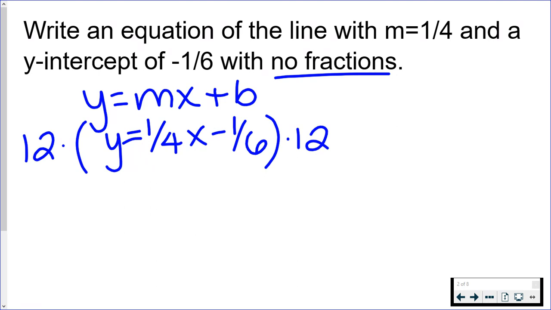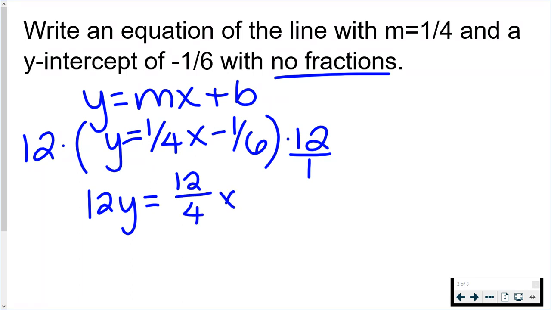So the left-hand side is now 12y. And then some of you can do this in your head. I will write this out. Now I'm going to multiply 1/4 x by 12. So I'll put 12 over 1. And then when you're multiplying fractions, you multiply straight across. So in the numerator, I have 1 times 12. In the denominator, I have 4 times 1. So that becomes 12 over 4x.